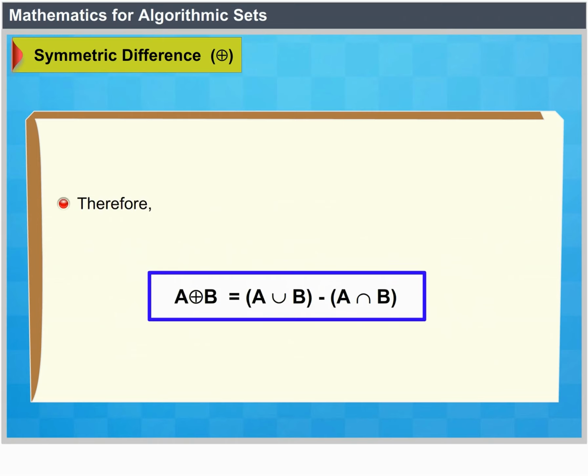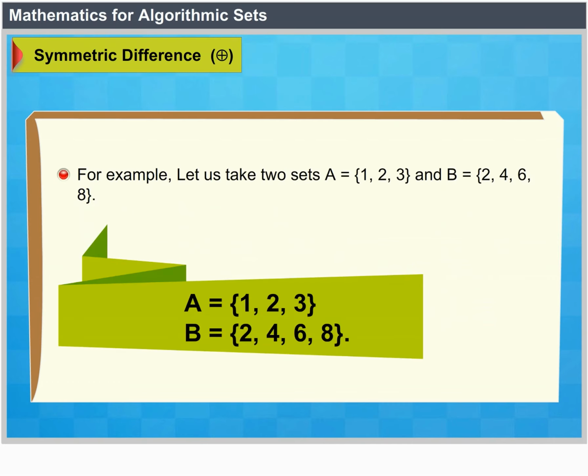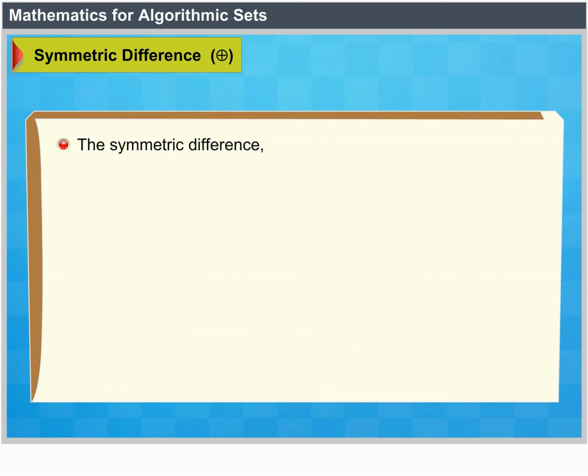For example, let us take two sets A and B. Set A contains 1, 2 and 3 and set B contains 2, 4, 6 and 8. The symmetric difference A ⊕ B = {1, 3, 4, 6, 8}.